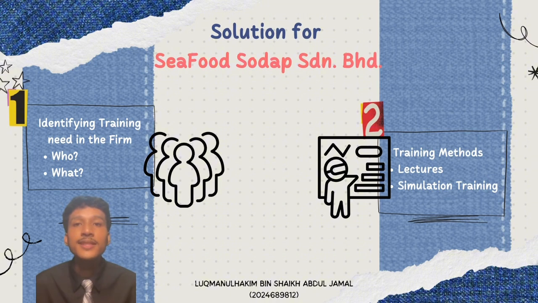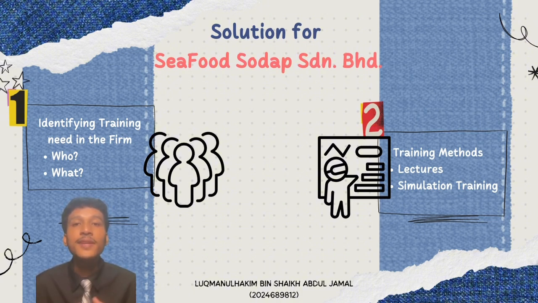So let's continue to my part, which is the solution. The process begins with determining who requires training. This could include new employees who need orientation, existing staff who need to update their skills, or managers who require leadership and decision-making skills.